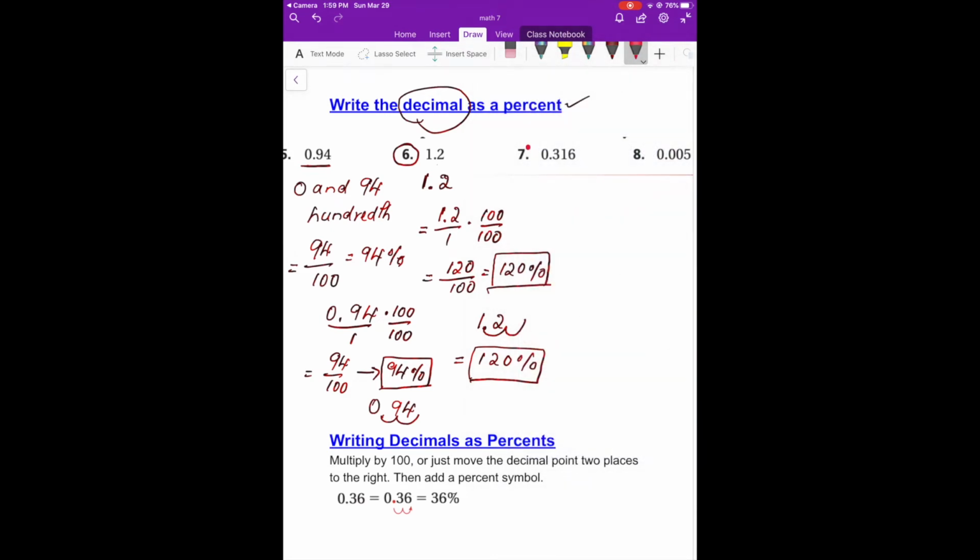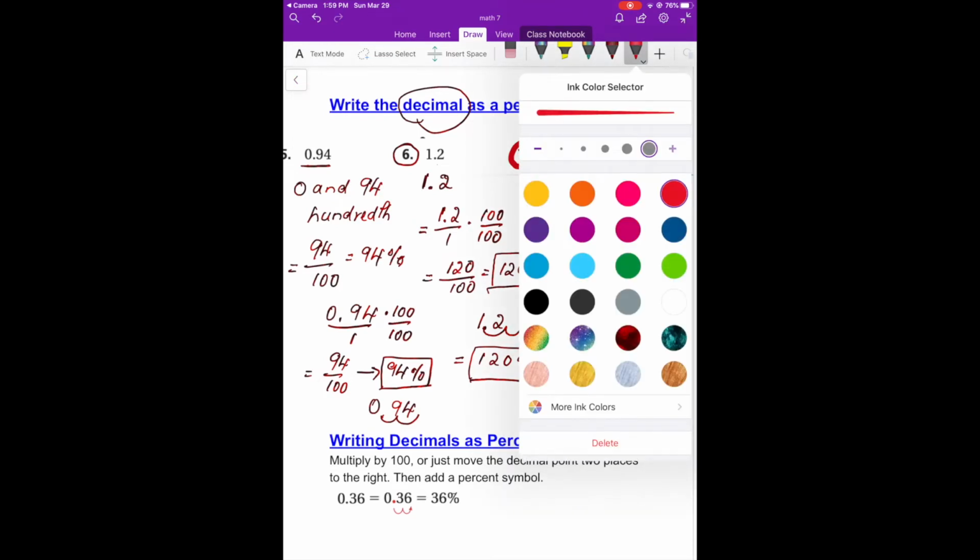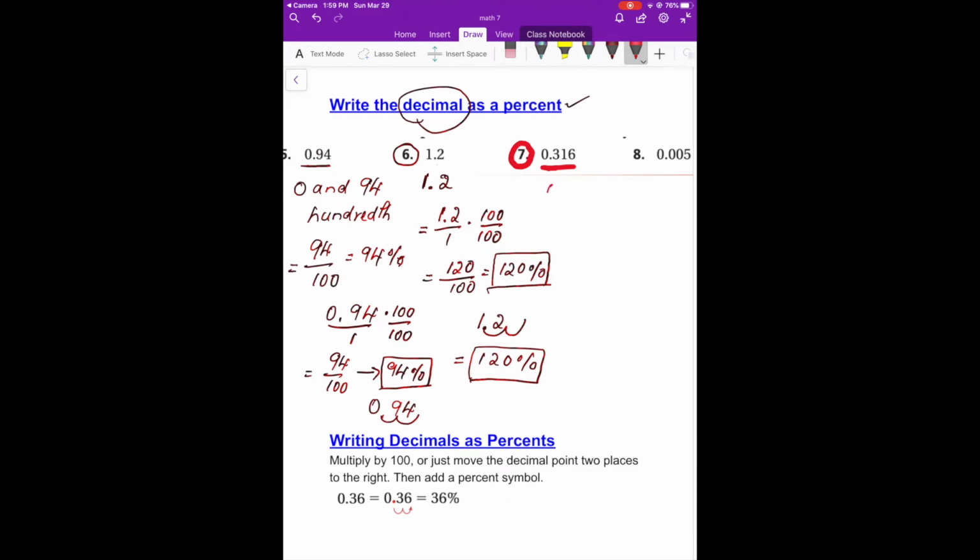So number 7 is, you can see the number itself is less than 1. So that is going to be less than 100%. So less than 100%. So that means you will go 0.316 and you move the decimal over twice to the right. So that will be 31.6%.